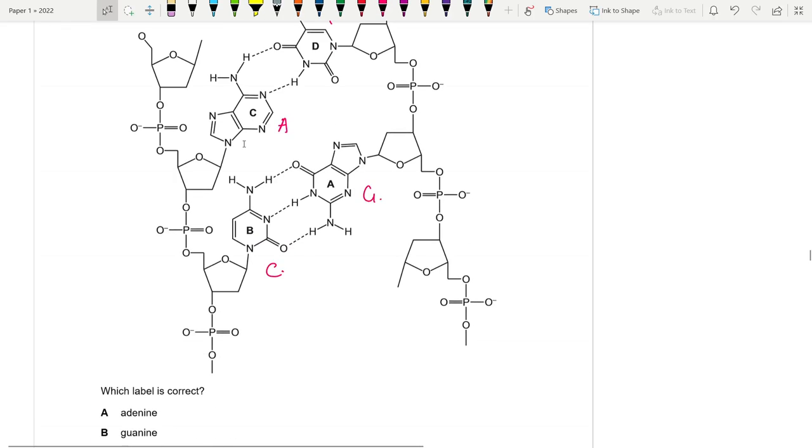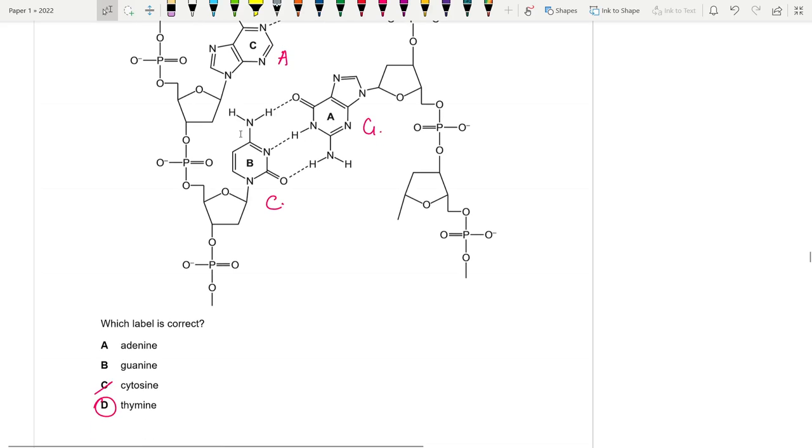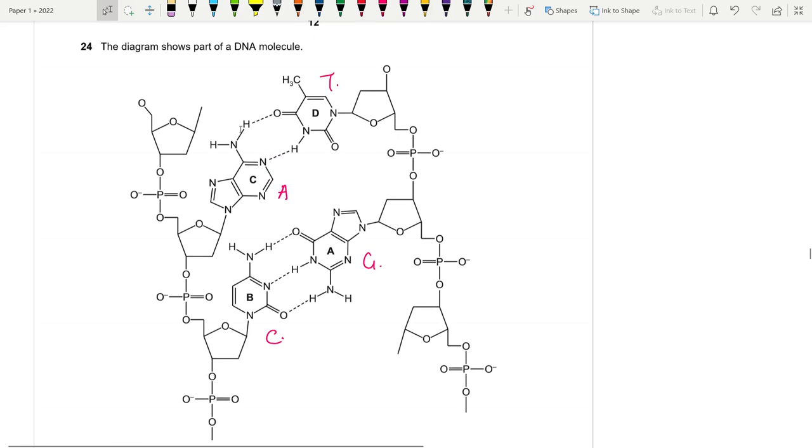So I'm gonna go with 24 D. Hopefully that makes sense, guys. Double ring structures are purines, adenine and guanine. Guanine has the triple bond, so A is guanine, and C is adenine, a double ring structure, purine with a double bond.